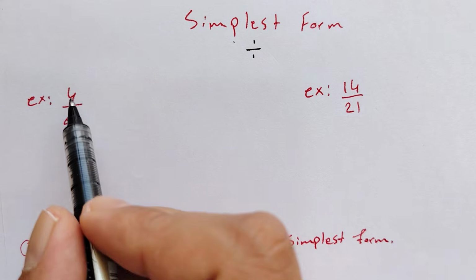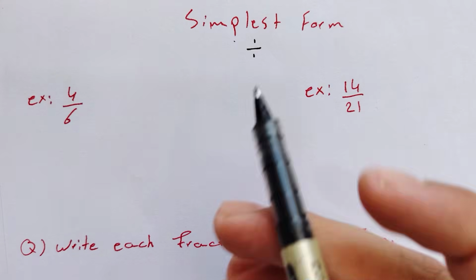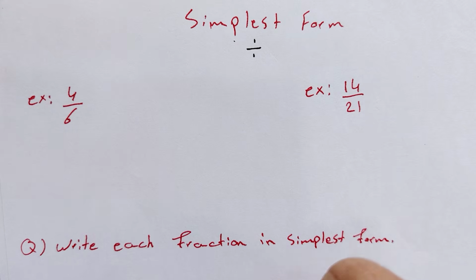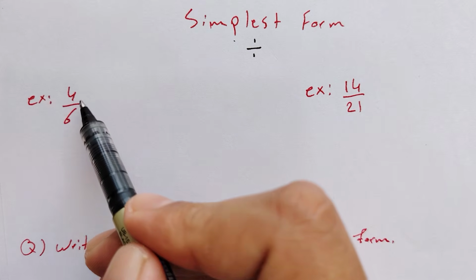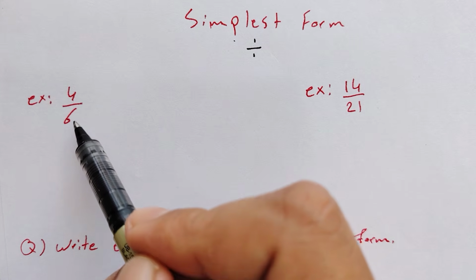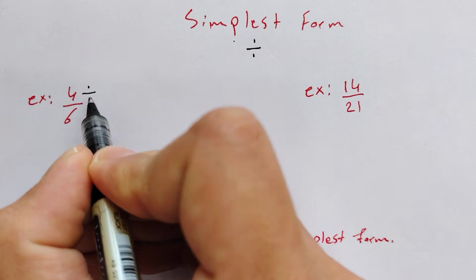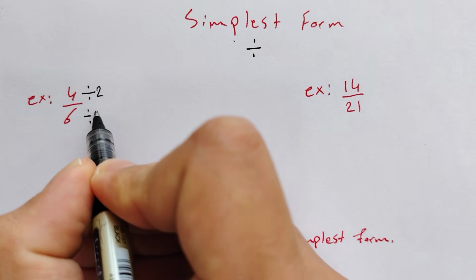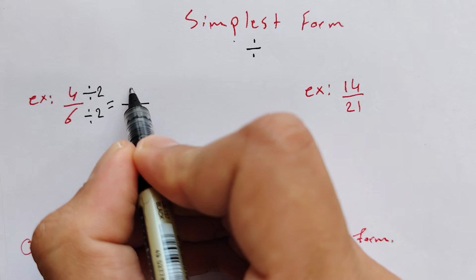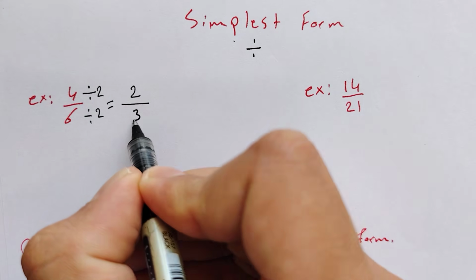For example, we have 4 over 6. We said for simplest form we use division. In order to know what number I can divide them by, I'm going to think about the divisibility rules and the factors of the numbers. Here, divisibility rules apply because both of them are even. 4 is even and 6 is even also. We can divide them by 2. 4 divided by 2 is 2, and 6 divided by 2 is 3.